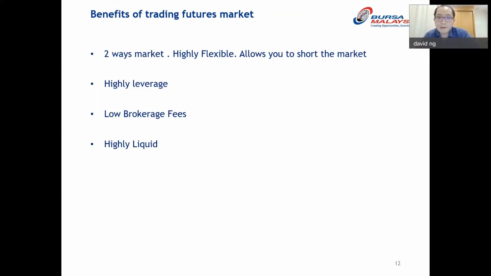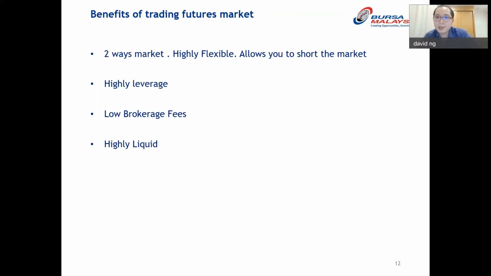Second thing, if you believe that the market is going to face sluggishness, it's going to be weak, it's going to come down, you can always go to the futures market and short a particular contract. So in a way, the futures market is highly flexible. You can go on both ends. You can go long and you can go short.